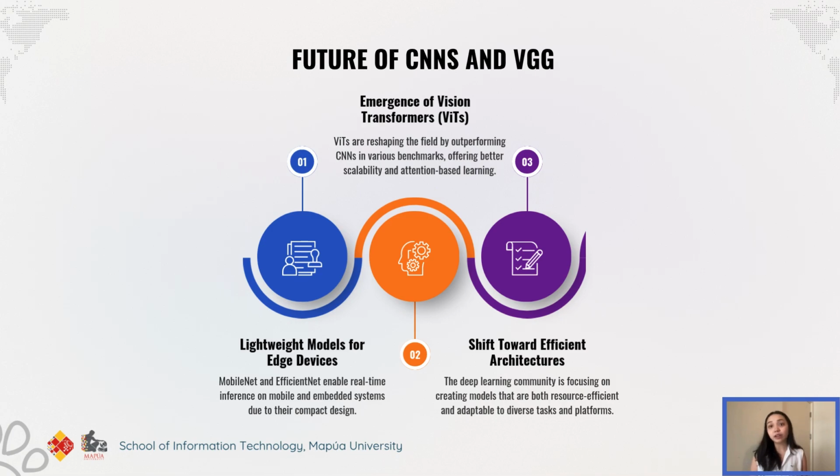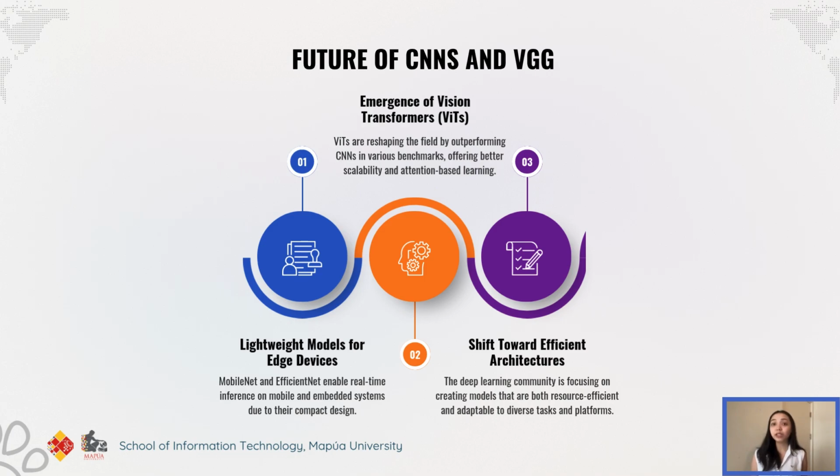The growing need for efficient models that can run on resource-constrained devices such as smartphones, embedded systems, and IoT devices is highlighted. Examples of such models include MobileNet and EfficientNet, which enable real-time inference on mobile and embedded systems due to their compact design. This indicates a shift towards models that prioritize computational efficiency and smaller memory footprints.